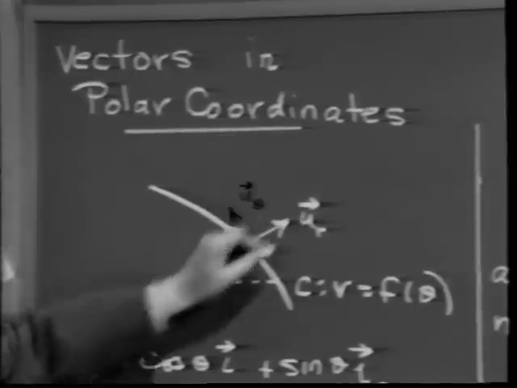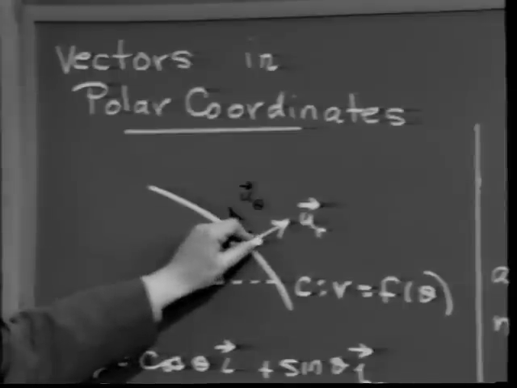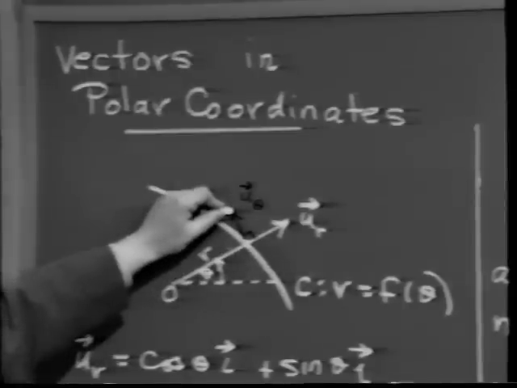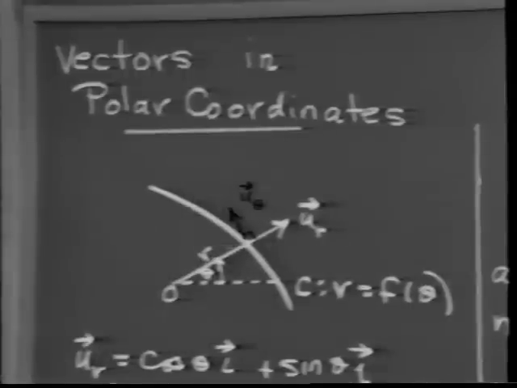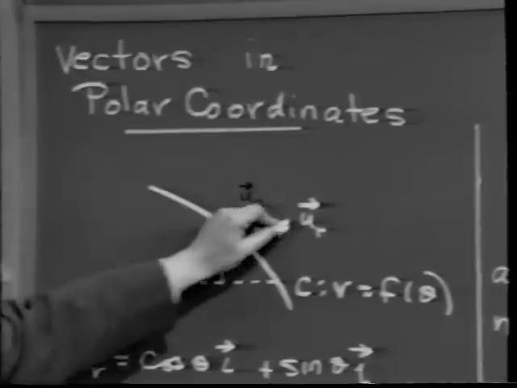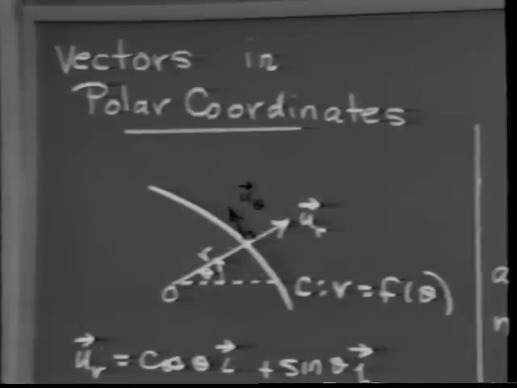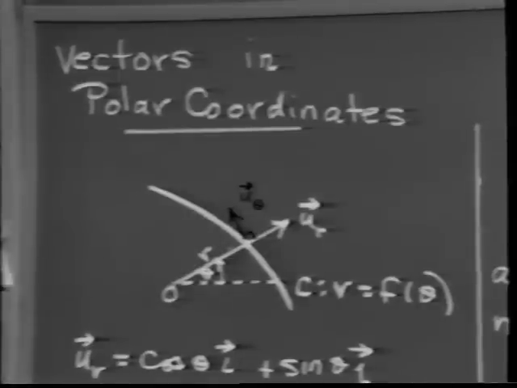If we think of u sub r as playing the role of i, then the vector which plays the role of j should be a positive 90-degree rotation of u sub r. And we elect to call that vector u sub theta, using the theta here more to indicate the fact that we're using polar coordinates than to indicate anything about the angle theta itself. In other words, notice that u sub theta, by definition, is just a positive 90-degree rotation of u sub r, where u sub r is a unit vector in the direction of the radius vector.